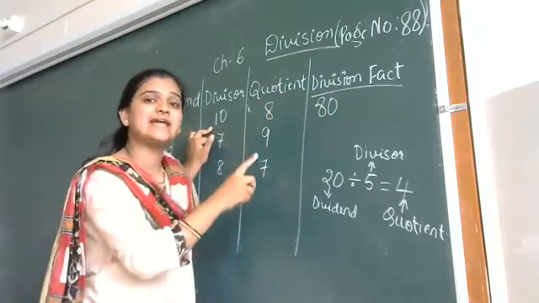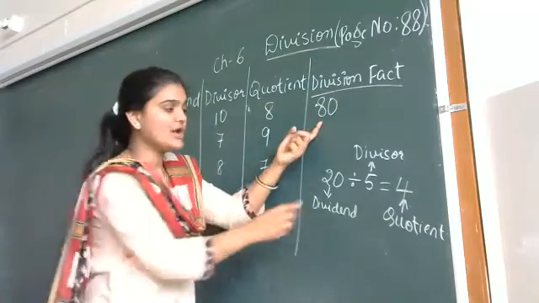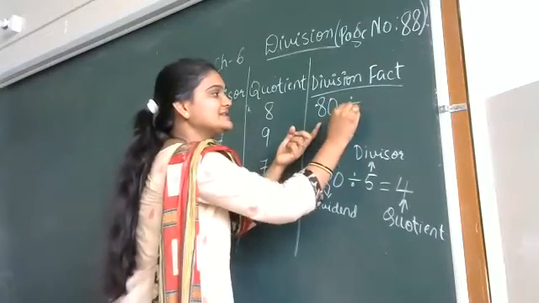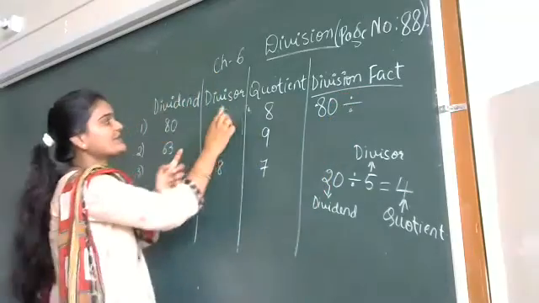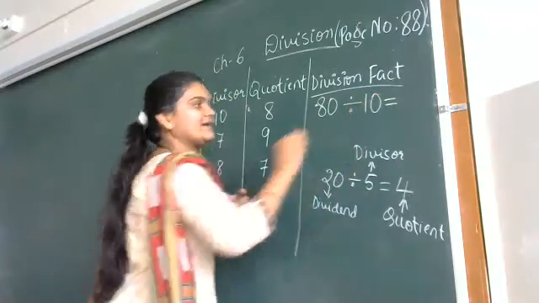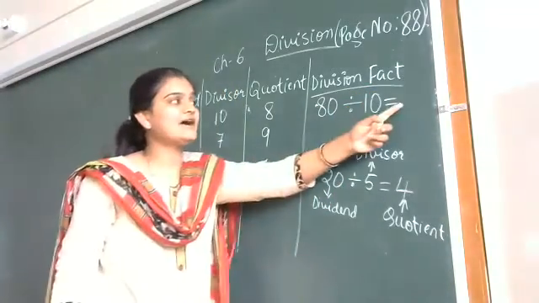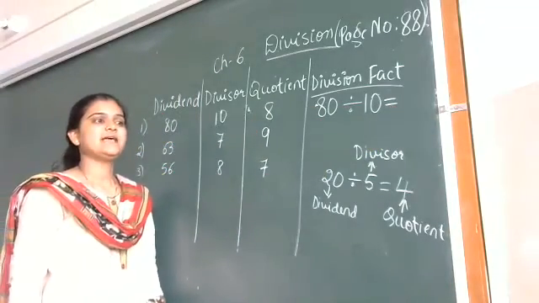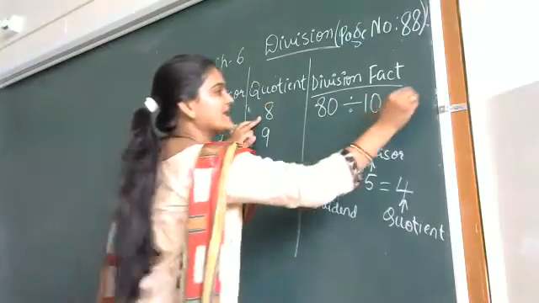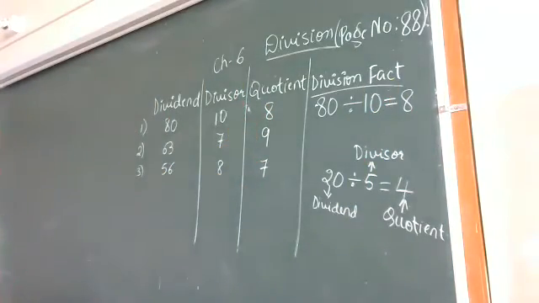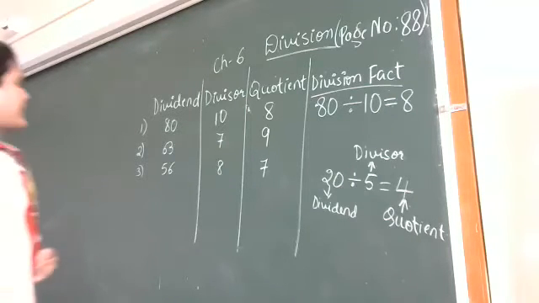First, we have to always write dividend. Always we have to first write dividend. Put a division sign. Next will be our divisor. Divisor is 10. What will you write after the equal sign? Quotient is 8. So this is our division fact.